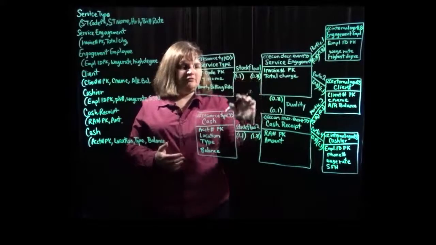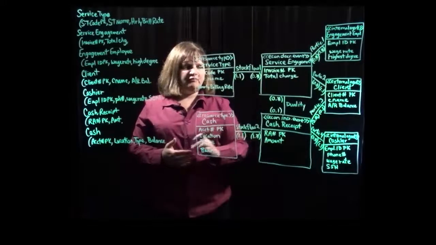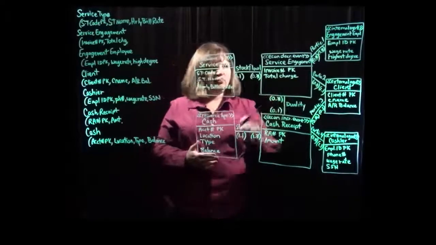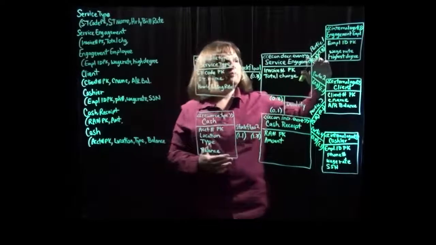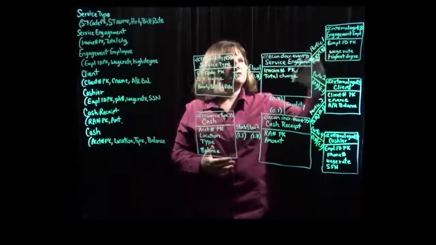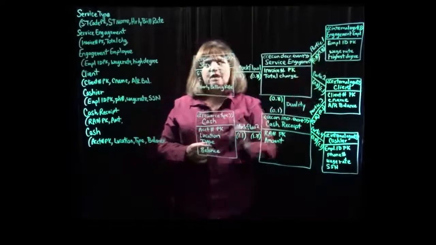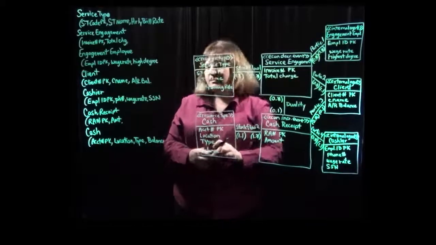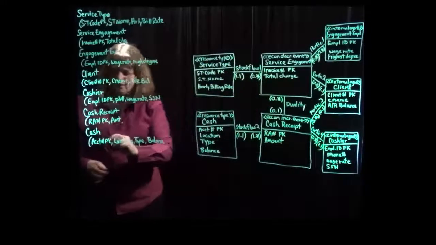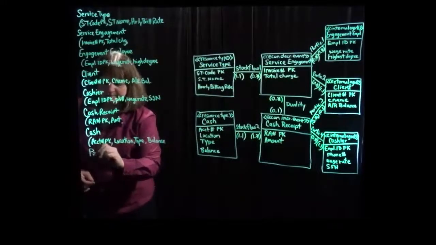This is a one-to-many relationship. This is a one-to-many relationship. This is a many-to-one relationship. But here we have a many-to-many. Between service engagement and engagement employee, both maximums are many. That means we need to make a separate table for that participation one relationship.